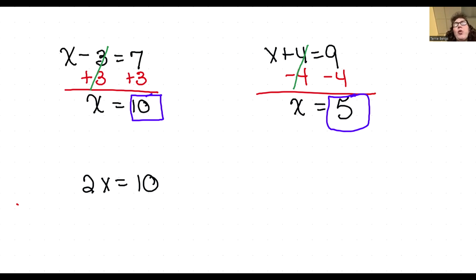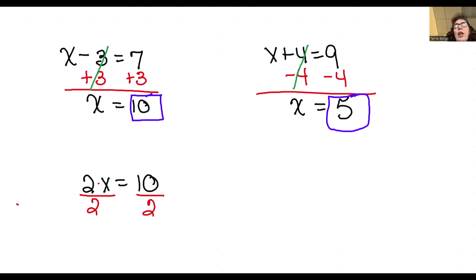So if the 2 is side by side, like it's touching a letter or what we call a variable, that means that they are multiplied together. So the opposite of multiplication is division. So we are actually going to divide that 2x by 2. And what we do to one side, we must do to the other side.